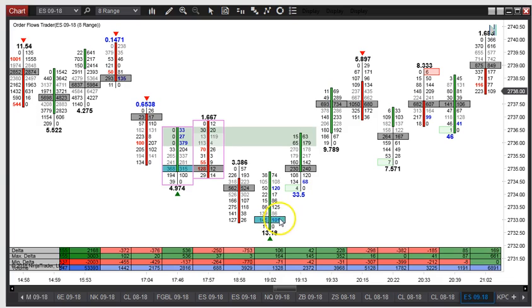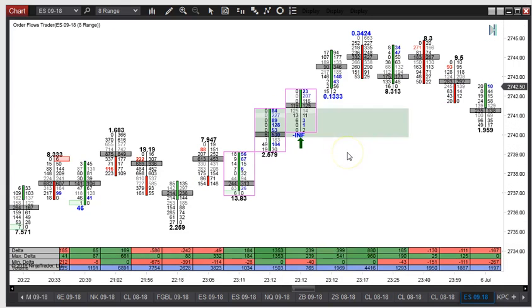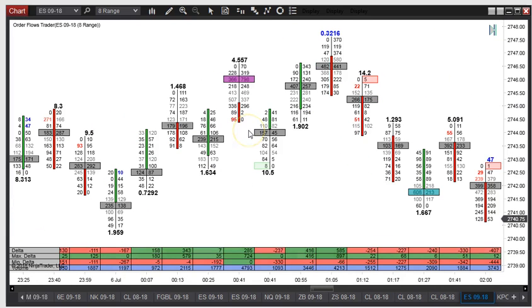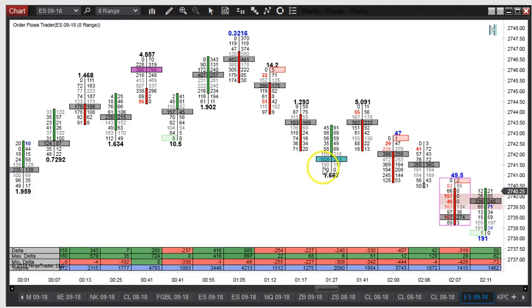Supportive buying in the prominent point of control and divergence. And the market rallies. It just keeps going up, from 2735 all the way up into the 40s. No bearish point of controls till you get up to here, 2746. No divergence. You hit an area in here of some support.